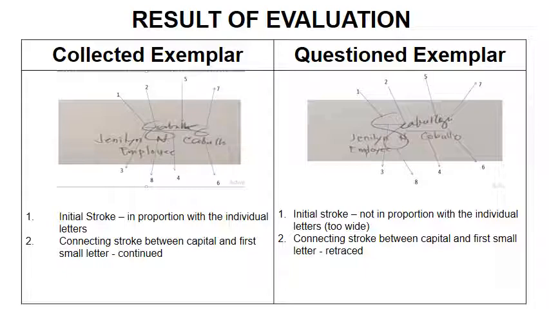So here are the findings and evaluation. The result of evaluation of our collected exemplar from the questioned exemplar. In the collected exemplar, the initial stroke is proportional with the individual letters, while the other exemplar is not proportional with the individual letters, or is too wide. And in the collected exemplar, the connecting stroke between the capital and first small letter is continued, while in the other, or the questioned exemplar, the connecting stroke between the capital and first small letter is retraced.